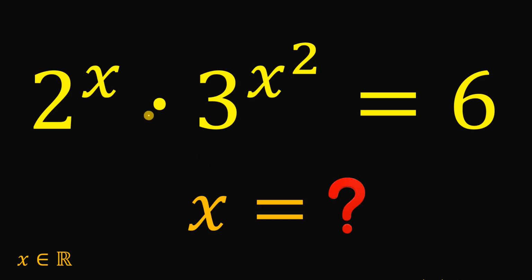Given this equation, 2 raised to the power of x times 3 raised to the power of x squared equals 6, then our goal is to find all possible values of x that satisfies this equation. By the way, x here is a real number.